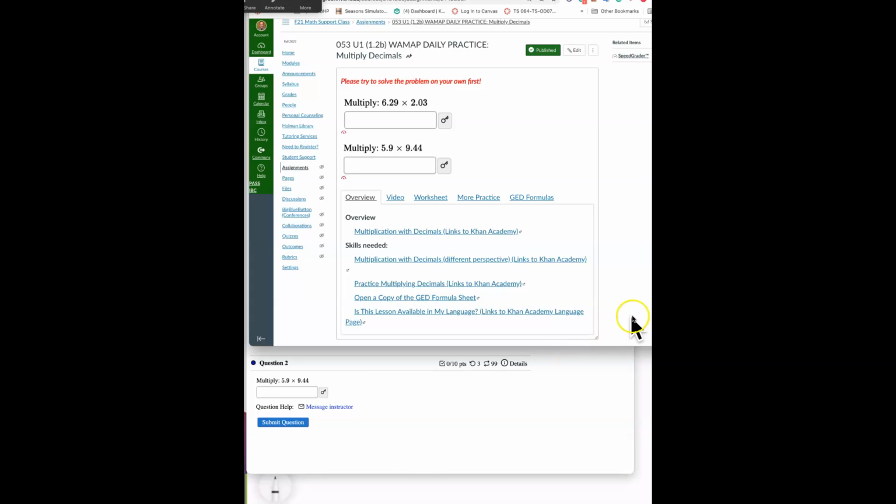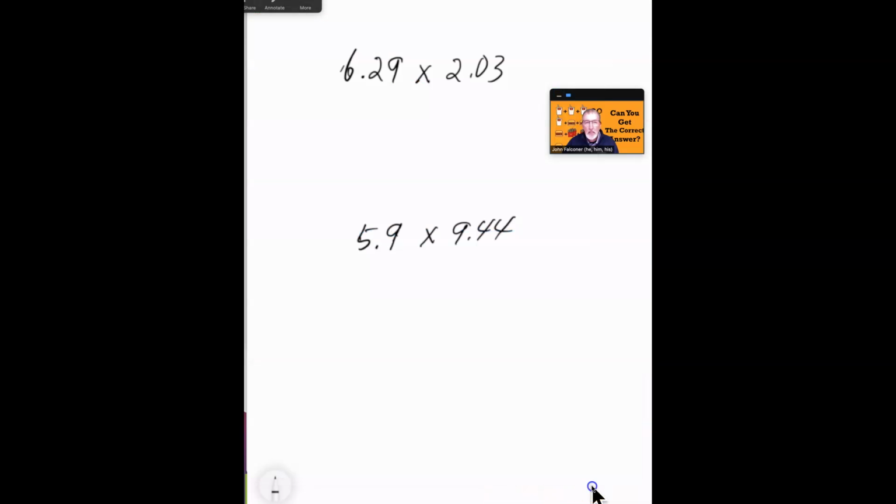Okay, everybody, we're going to take a look at a couple of decimal multiplication problems. First is 6.29 times 2.03, and the second one is 5.9 times 9.44. Let's take a look at the tablet.